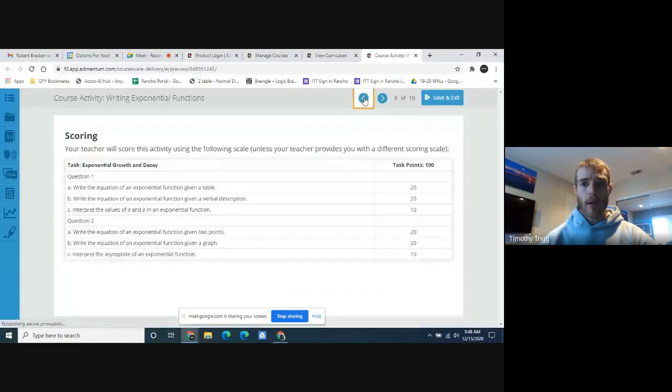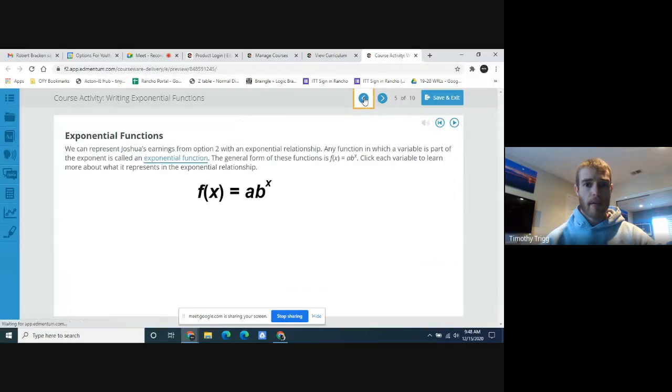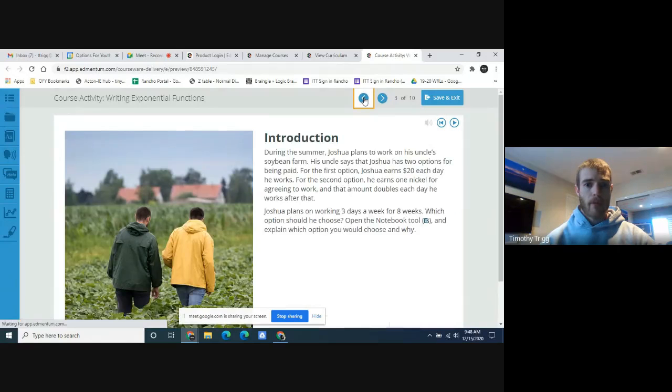So let's go ahead and look at some of this stuff before. It says introduction. During the summer, Joshua plans to work on his uncle's soybean farm. His uncle says that Joshua has two options for being paid. For the first option, Joshua earns $20 each day he works. For the second option, he earns 1 nickel for agreeing to work, and that amount doubles each day he works after that. Joshua plans on working 3 days a week for 8 weeks. Which option should he choose?